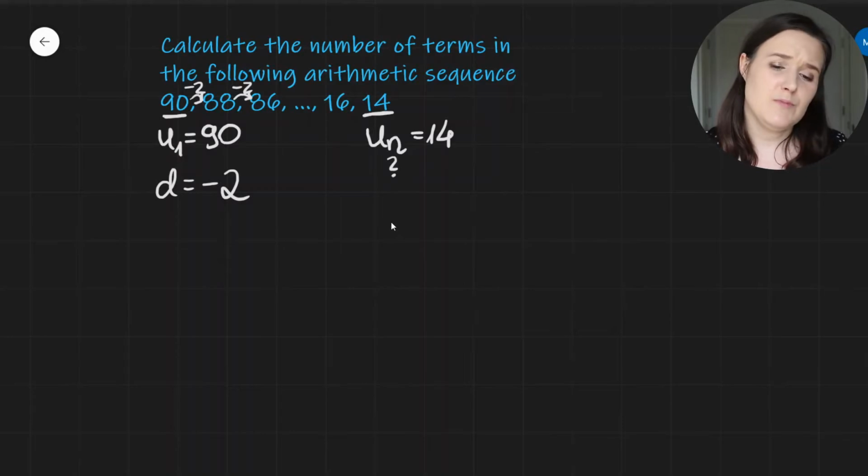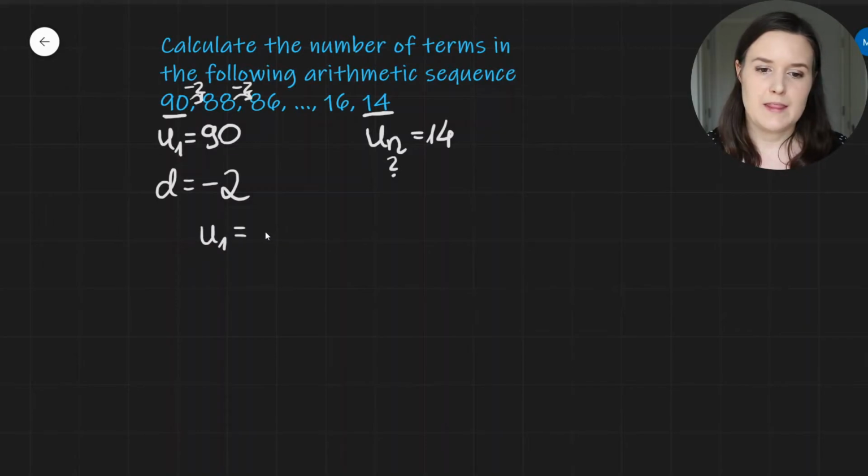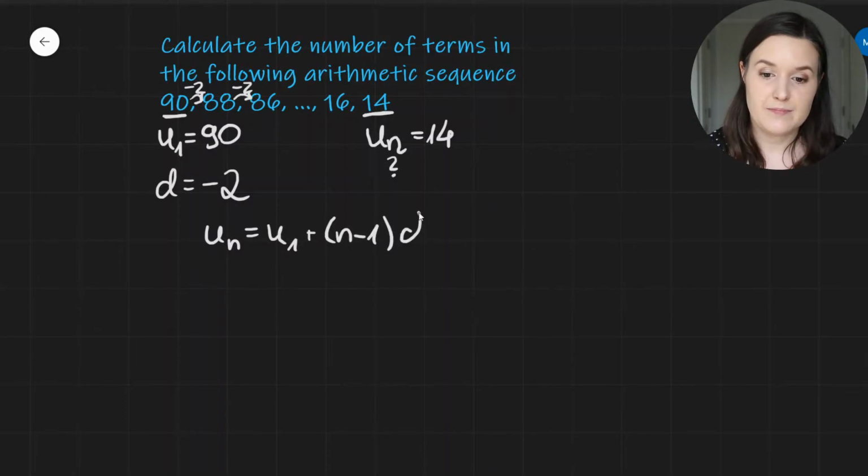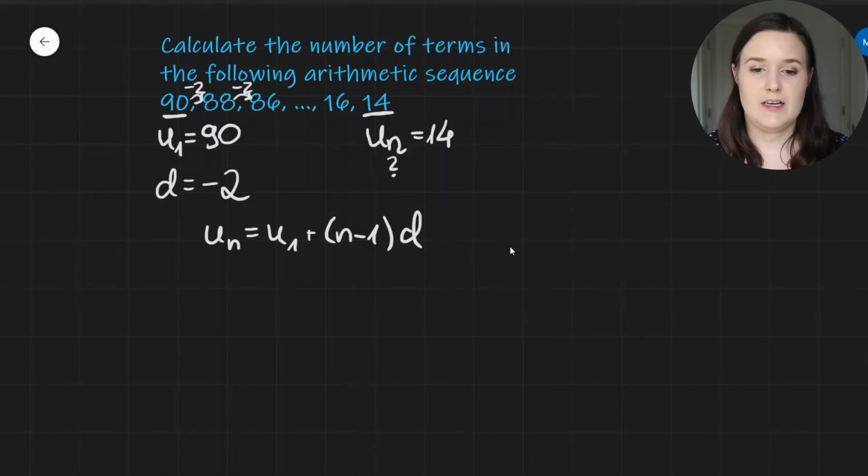Okay, and I know that the formula, not u1, un, I want to use the formula. The formula is un is u1 plus n minus 1 d. I could just try to figure out n by calculating how many times I had to jump from 90 to 14, but I think I would just be straightforward here and substitute what I have into this formula.